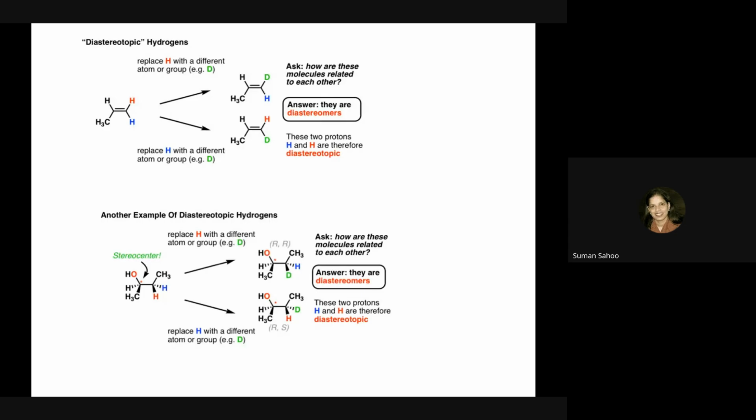Diastereotopic, when we get two diastereomers. For example, in these two hydrogens, if we replace these hydrogens with a different group, when the red hydrogen is replaced, we get this molecule, and when the blue hydrogen is replaced, we get this molecule. So this one has the E configuration, and this one has the Z configuration. What is the relationship between these two molecules, which we obtained by substitution of H by D? These two are geometrical isomers, and we call them diastereomers. So these two hydrogens are known as diastereotopic.